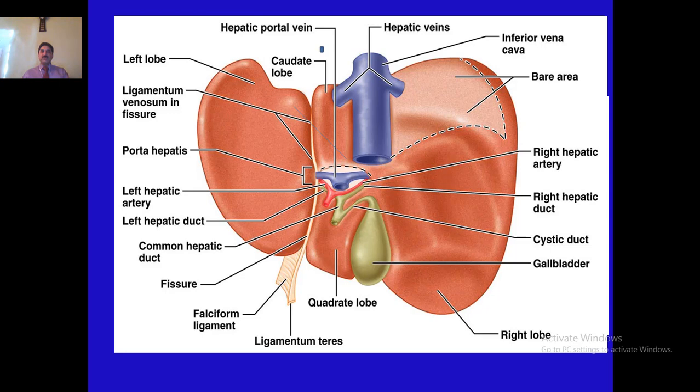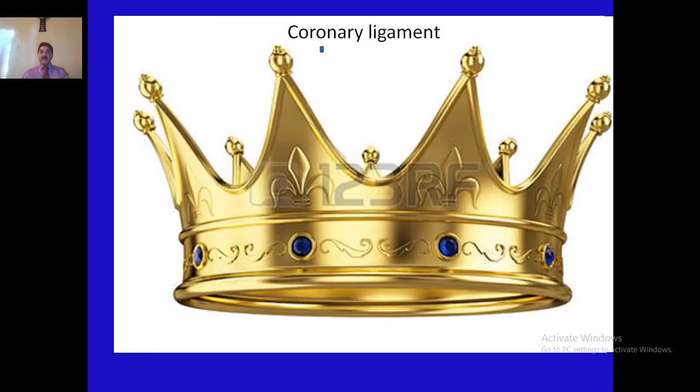If we go to the posterior superior surface of the liver, between the superior and inferior layers of the coronary ligament, there is a triangular area. By definition, this triangular area is called the triangular ligament because it is the triangular area between double-layered folds of the peritoneum. Coronary ligament.